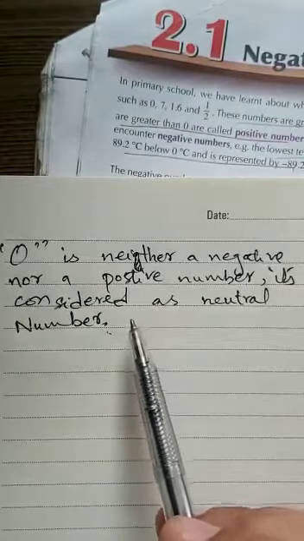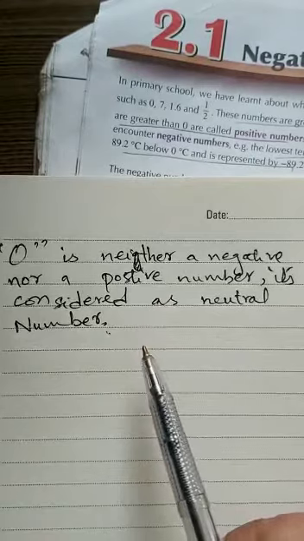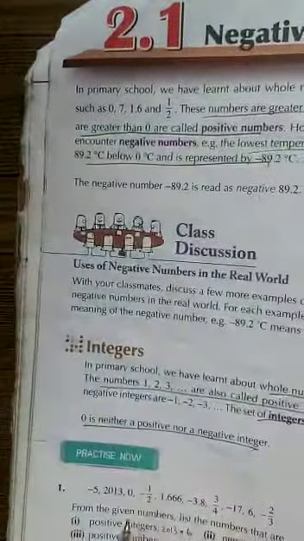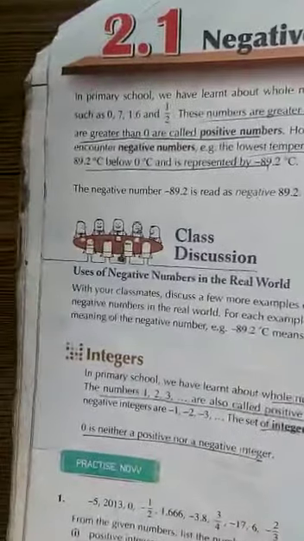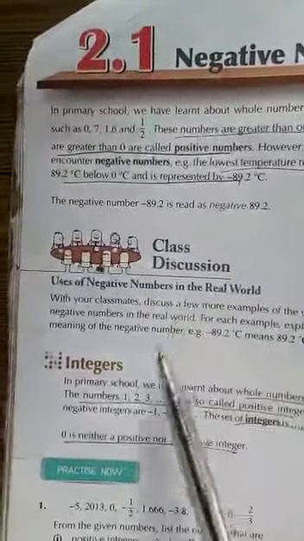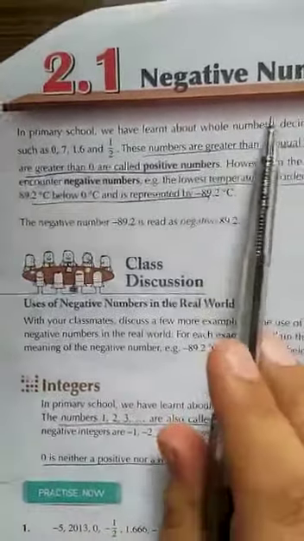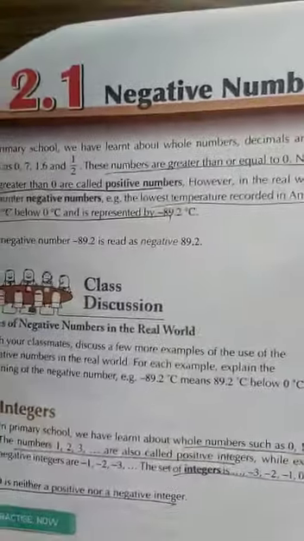Now come to the book and we will see a few more examples and the details of the integers. Here we were discussing negative integers and positive integers. Now we are moving to the negative numbers and positive numbers.